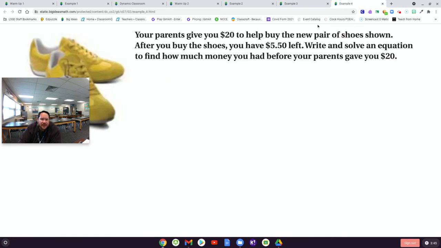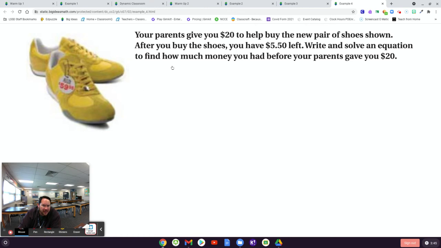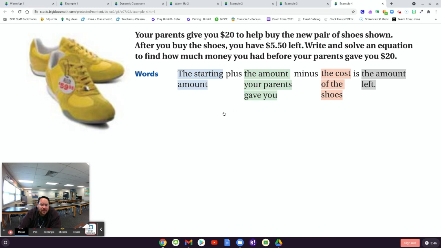Okay, and the last one we're going to do is a word problem. Your parents give you $20 to help you buy a new pair of shoes. These yellow, lovely shoes that are 59 something, it's blurry. After you buy the shoes, you have $5.50 left. Write and solve an equation to find out how much money you had before your parents gave you $20. All right, so let's just walk through this one, and then I'll have you solve it a bit.